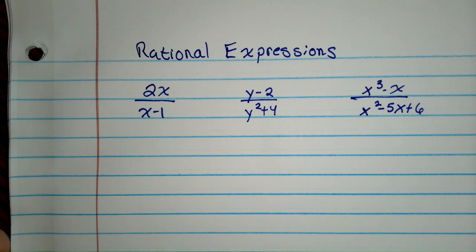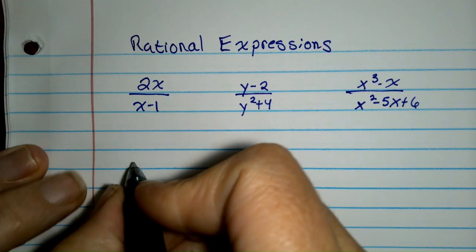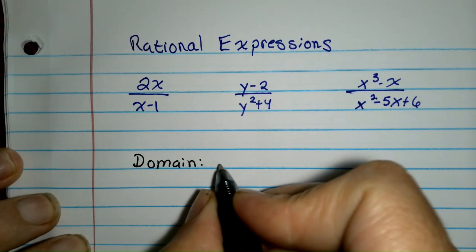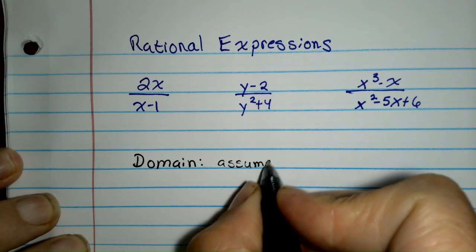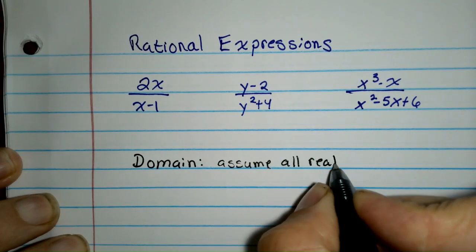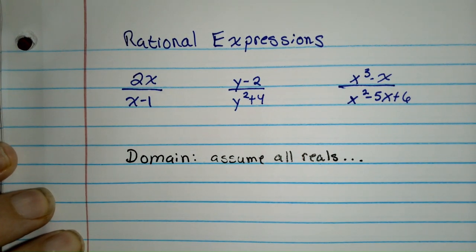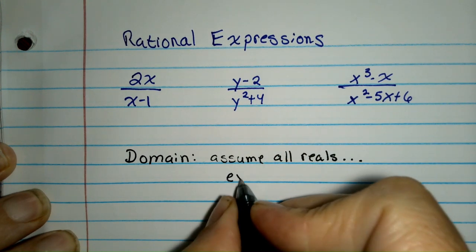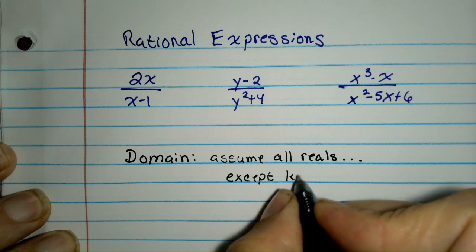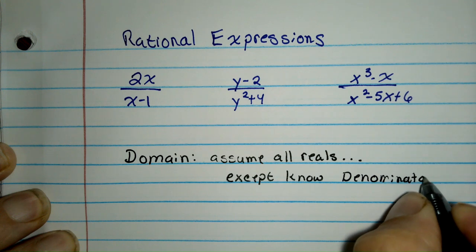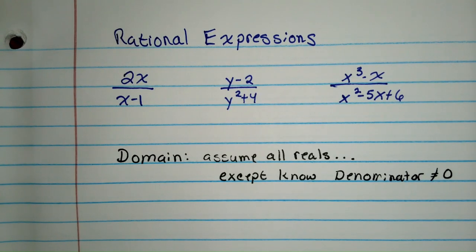So domain is what can I substitute for x or y, depending on your variable. So you're going to assume it's all reals, dot, dot, dot. So you're going to start by saying, hey, it's all reals, except we know that the denominator cannot equal 0. The reason for this is you can't take something and divide it into nothing. So keep that in mind.